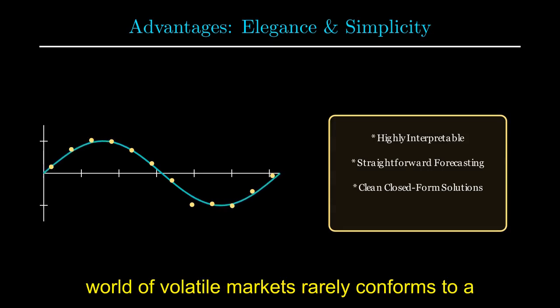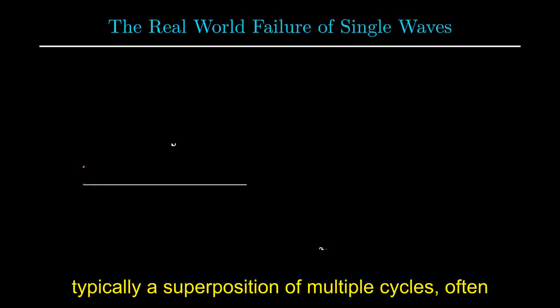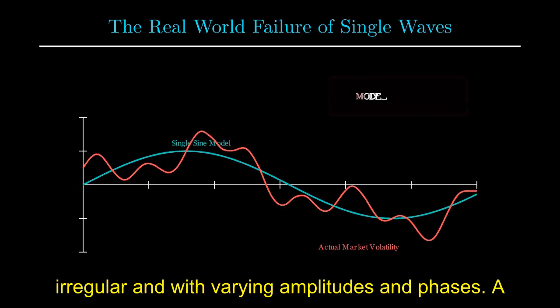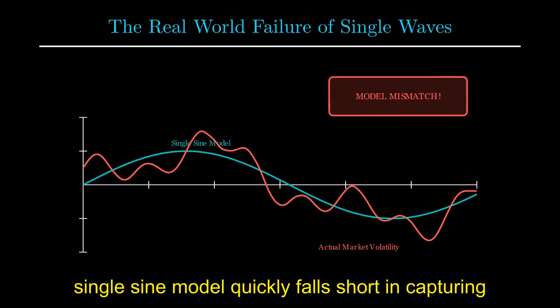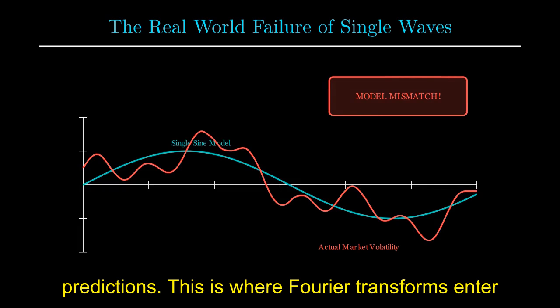However, the real world of volatile markets rarely conforms to a single, perfect sine wave. Market movements are typically a superposition of multiple cycles, often irregular and with varying amplitudes and phases. A single sine model quickly falls short in capturing this complexity, leading to poor fits and unreliable predictions. This is where Fourier transforms enter the scene.